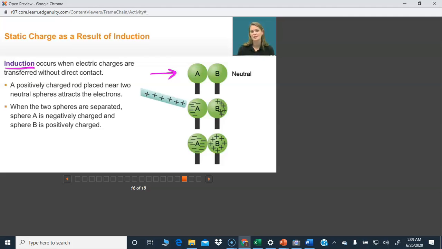In this middle picture, a positively charged rod is placed near, but not touching, sphere A, and it attracts the electrons, which are negatively charged. So the electrons move to the left sphere because of this attraction, leaving the right sphere depleted of electrons and thus positively charged. Then when sphere A and sphere B are separated, sphere A is negatively charged and sphere B is positively charged.